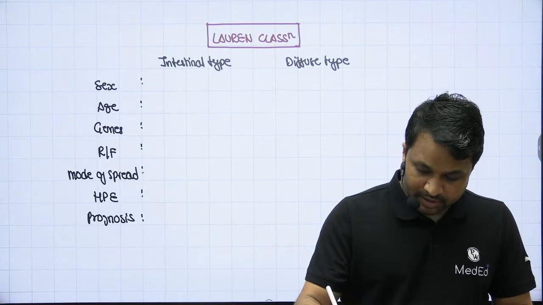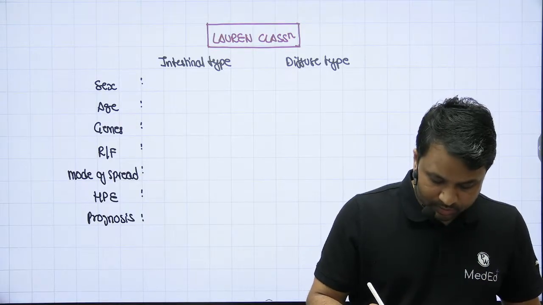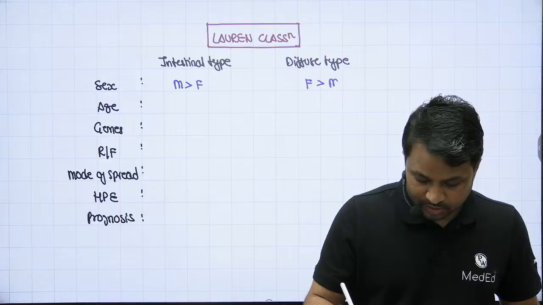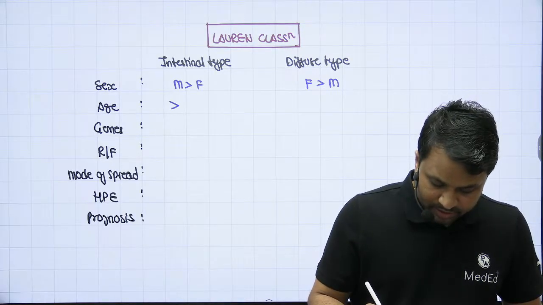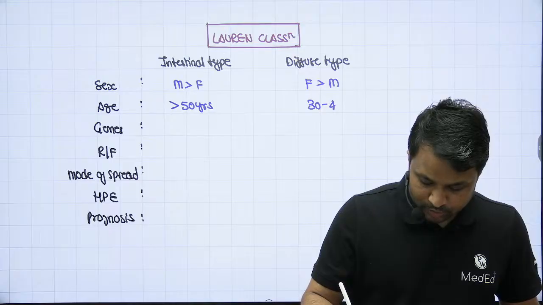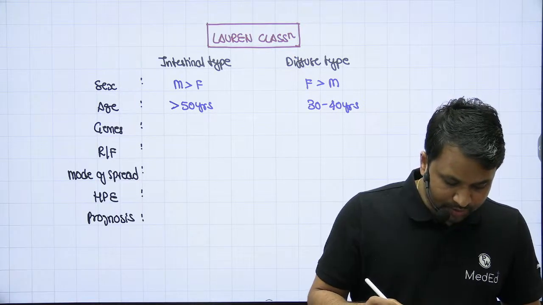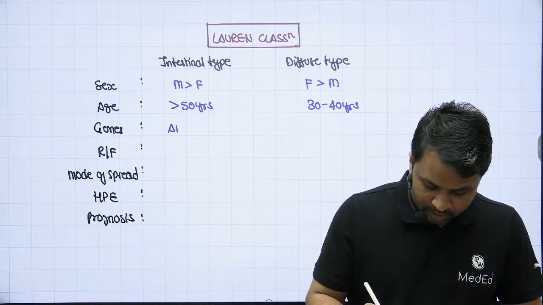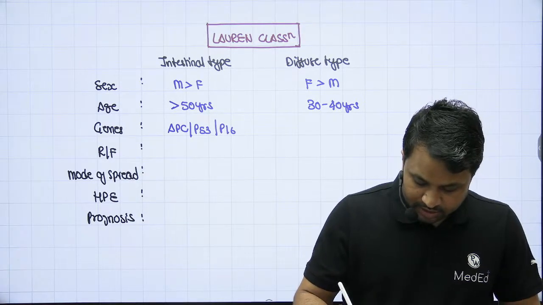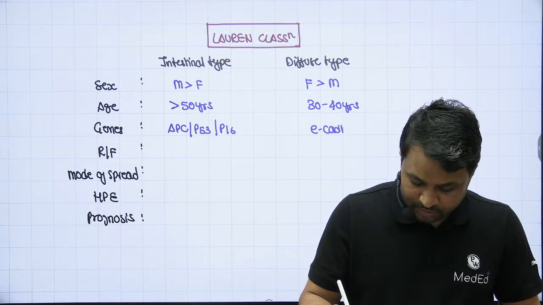Now talk about the intestinal variety. The intestinal variety is more common in males when compared to females. Diffuse variety is more common in females when compared to males. The usual age of presentation for intestinal variety is above 50 years. The diffuse variety is relatively seen in a younger age group, that is 30 to 40 years. The genes associated with intestinal are the APC gene, P53 gene, and P16. Here it is associated with E-cadherin gene mutation.